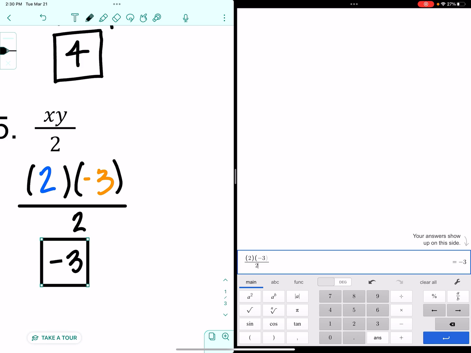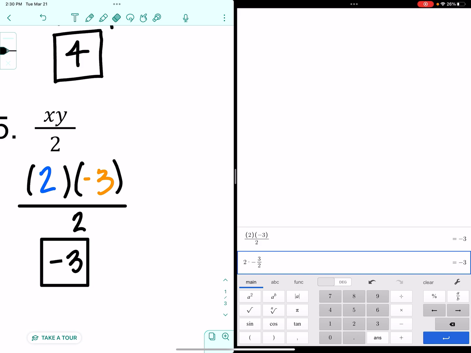But here's what happens when students get in a hurry and they don't pay attention to what they're plugging in. Put that back up there and we'll get an enter for a clean line. Now, a lot of people will do 2 times negative 3 divided by 2. That one worked okay.